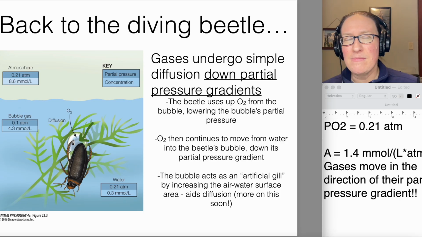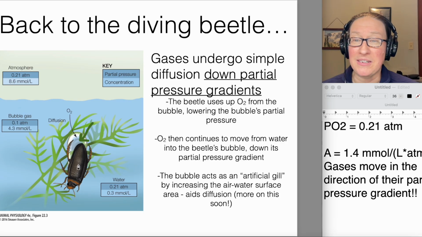Now, in the meantime, the beetle's actually using oxygen from this bubble, right? So as it uses up oxygen from the bubble, it's going to continue lowering the partial pressure in the bubble. So we could also draw a second arrow here just to symbolize oxygen getting used up by the beetle as it's respiring. If the beetle is continuing to use up oxygen out of this bubble, it's going to lower the oxygen partial pressure in the bubble, and it's going to maintain that partial pressure gradient, continuing to favor the movement of oxygen out of the water back into the bubble.